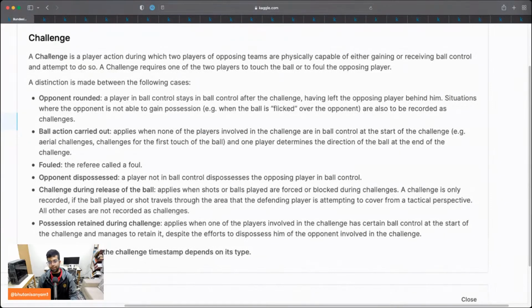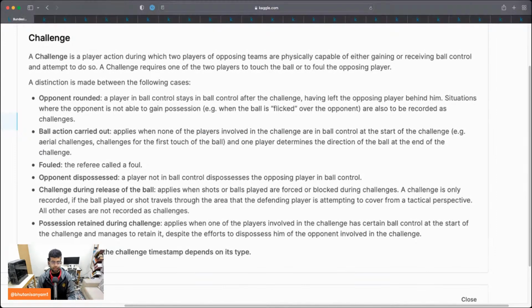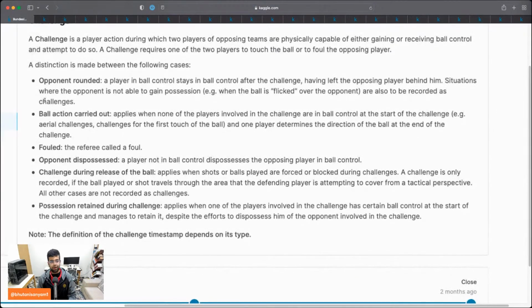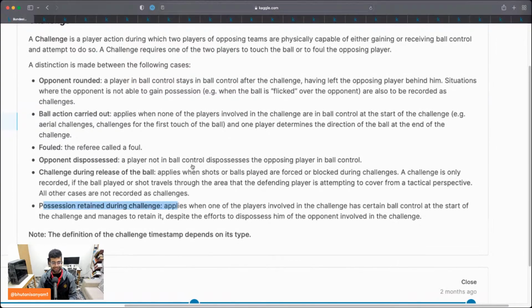A challenge is when they're trying to challenge the person holding the ball, the person in possession, and the opposing team is trying to steal possession of the ball, or they're trying to challenge the team. Then there are subclasses as well: ball action carried out, was there a foul, opponent dispossessed, possession retained during challenge. So these are all the subclasses that you have to work with. It's not as simple as, hey, there was a pass, or hey, there was a corner kick. There are fine nuances.